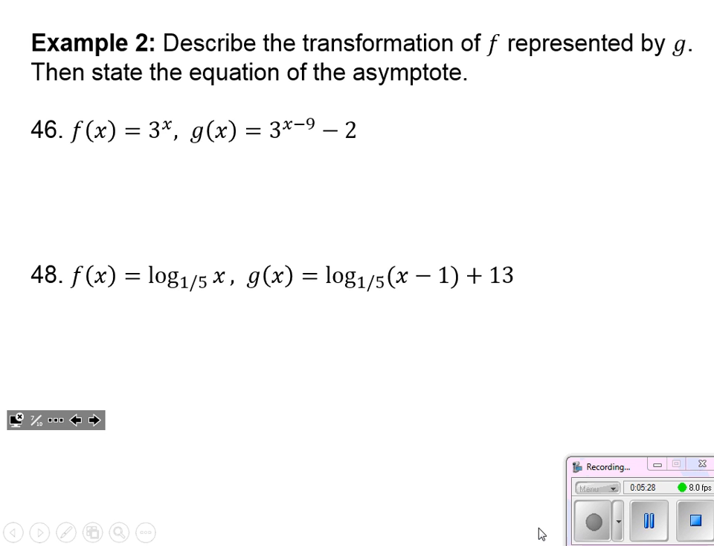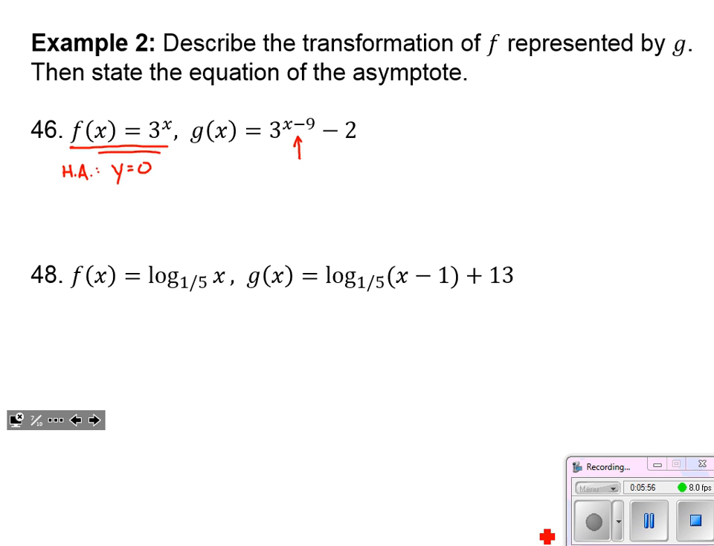All right, so how can we extend this idea? Well, we kind of casually mentioned it in the last slide. We're still describing the transformation, but now we're going to state the equation of the asymptote. All right. So 46, I start off with this f of x equals 3 to the x, which I know has a horizontal asymptote y equals 0. That's our way of expressing the x-axis.